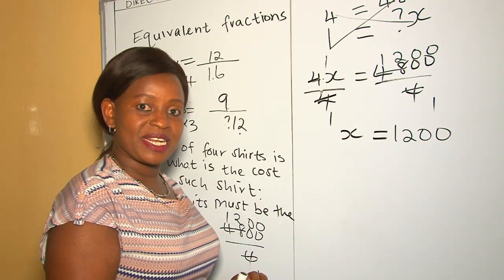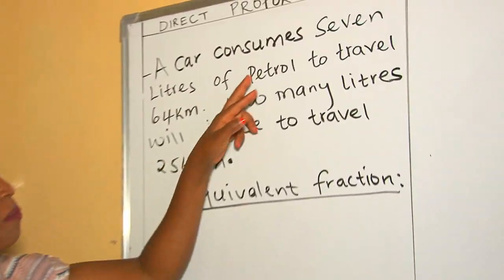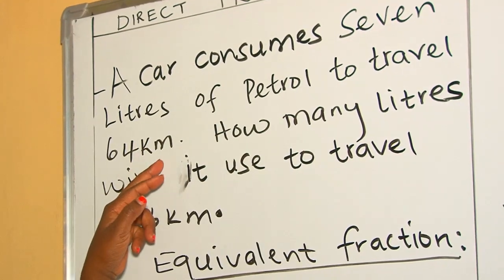Let us do our next example. A car consumes 7 liters of petrol to travel 64 kilometers.